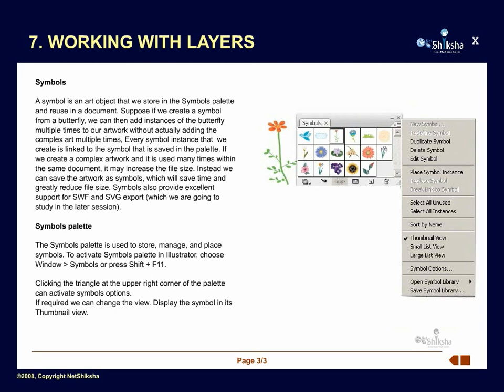Symbols palette. The Symbols palette is used to store, manage and place symbols. To activate the Symbols palette in Illustrator, choose Window and then Symbols, or press Shift plus F11. Clicking the triangle at the upper right corner of the palette can activate symbol options. If required, we can change the view, and display the symbols in thumbnail view.